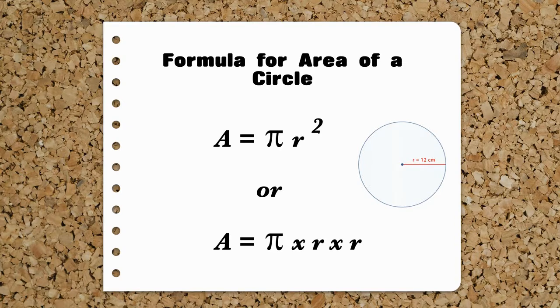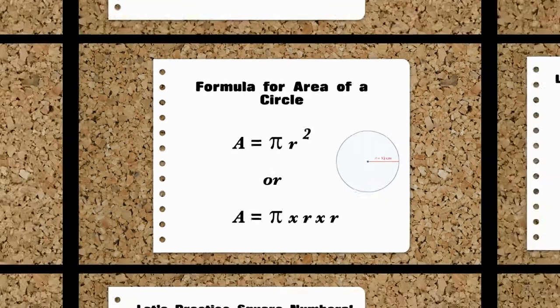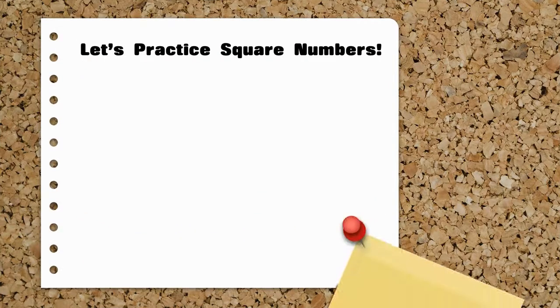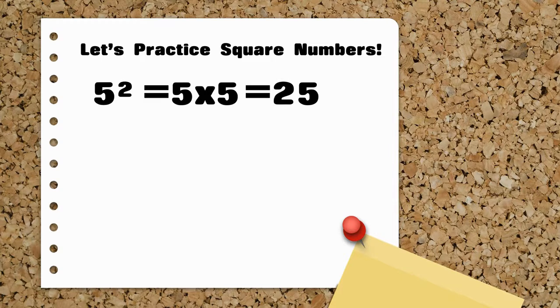Alright, boys and girls, before we begin finding the area of a circle, we need to practice our square numbers. Square numbers are very important when we look at finding the area. So 5 to the second power, what is that? That's not the same as saying 5 times 2. That's actually saying 5 times 5, which is equal to 25. That is correct. Good job.